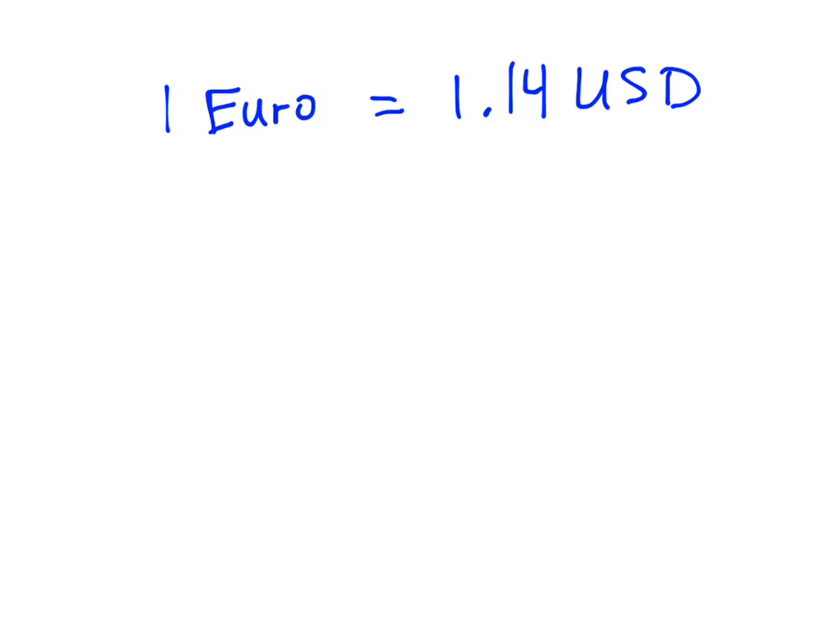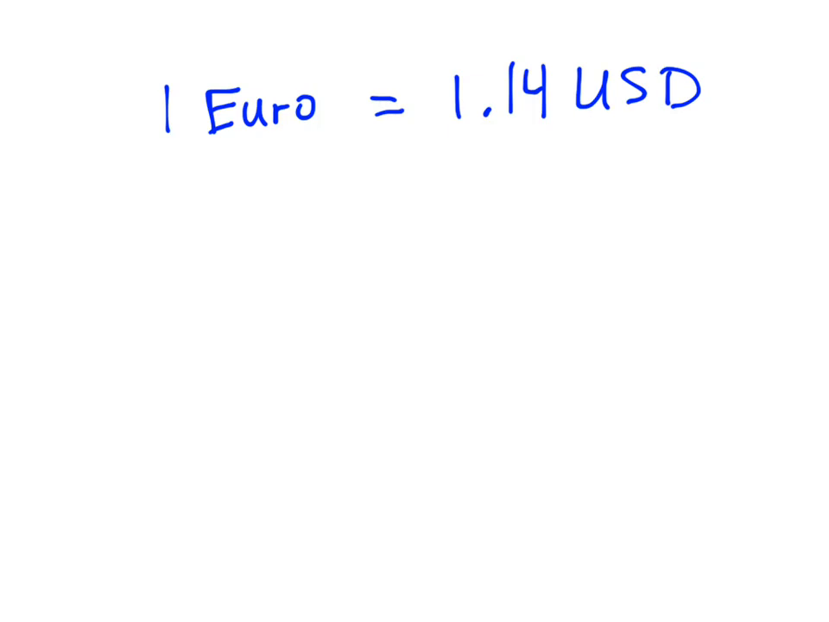Another common type of conversion problem is currency. So this is the current exchange rate as of the time that I made this video for euros and US dollars. And I found this online. 1 euro is about equal to 1.14 US dollars.